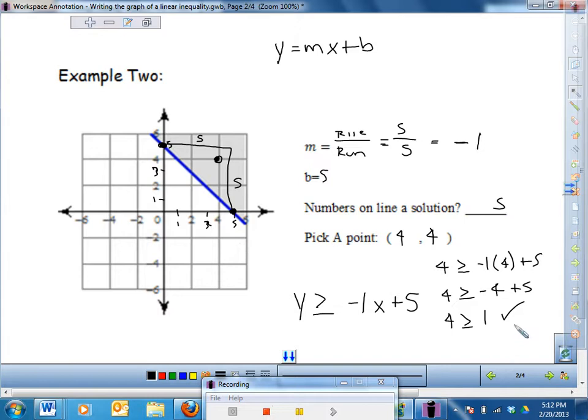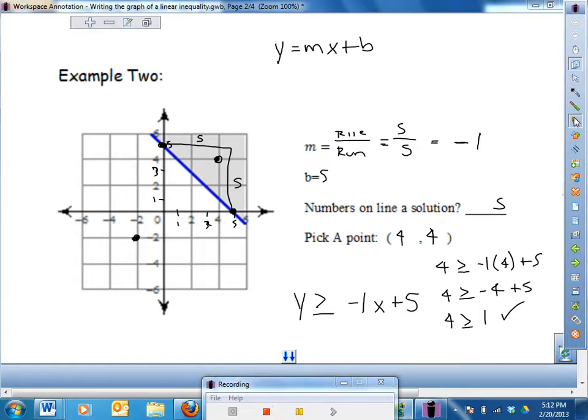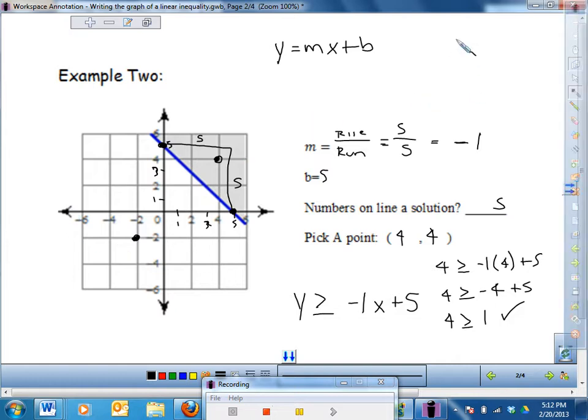Just so that it's clear how we would tell if it's false, let's say we accidentally put a less than symbol. Let's say we put something over here. And let's say that our inequality we thought would be, let's say we thought the inequality was y is less than or equal to negative 1x plus 5. If we were to pick that same point, 4, 4, and put it in, we would have had 4 is less than or equal to negative 1 times 4 plus 5.